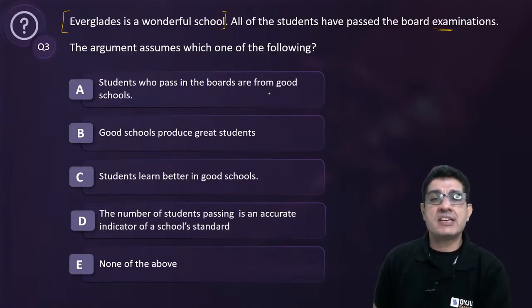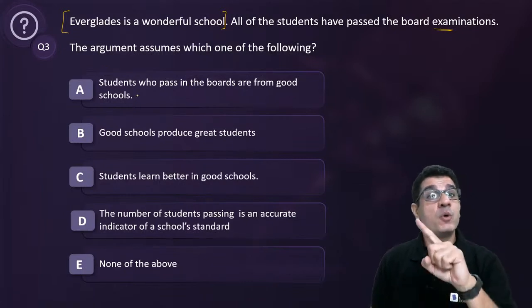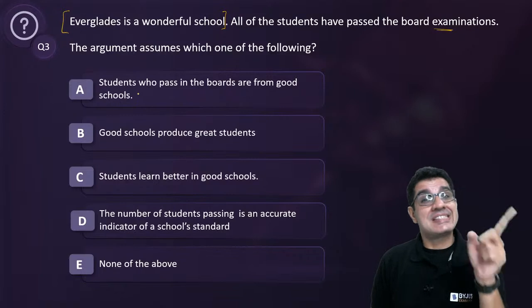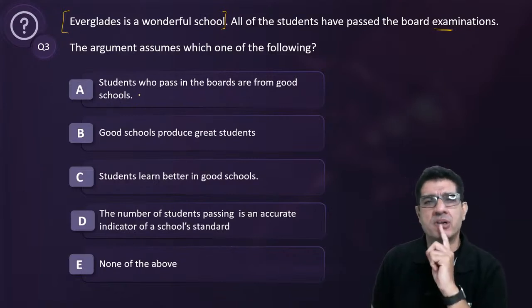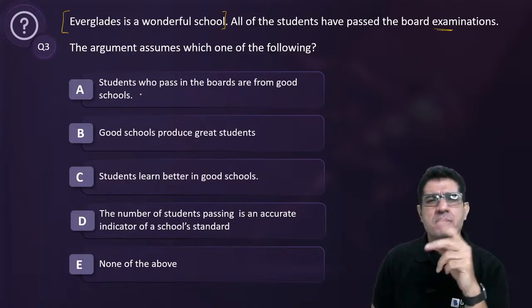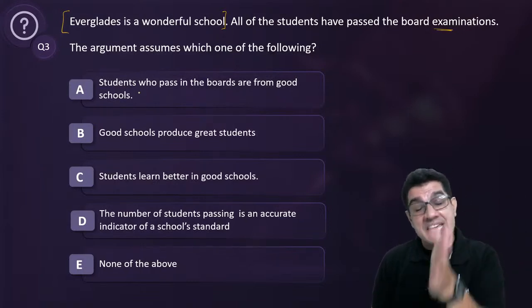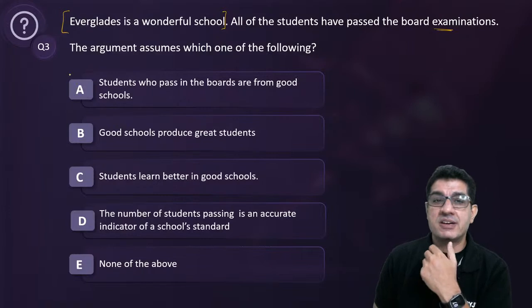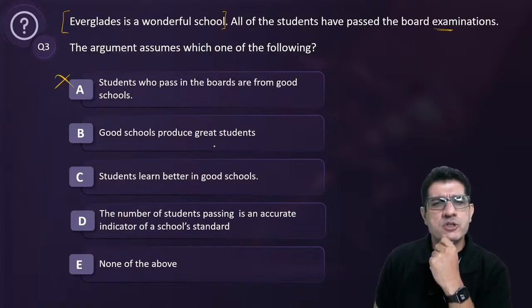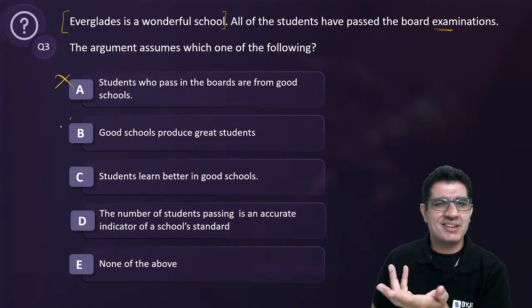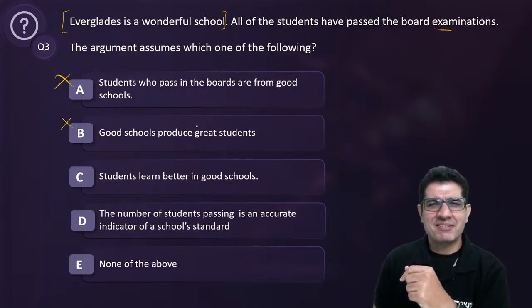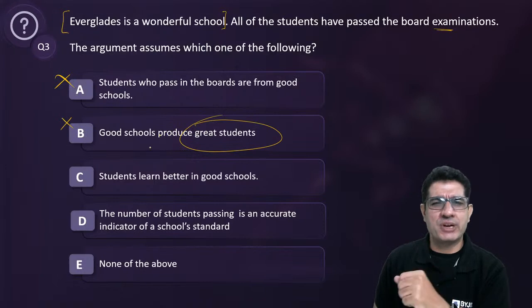Students who pass in the boards are from good schools. When all the students pass, then the school can be termed wonderful. It's not the other way around. The students who pass are from good schools. If students pass, then the school becomes good. So A is ruled out. Good schools produce great students. Where are we? Not even talking about great students.